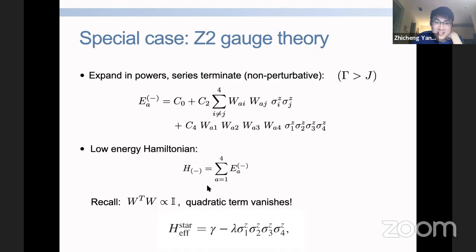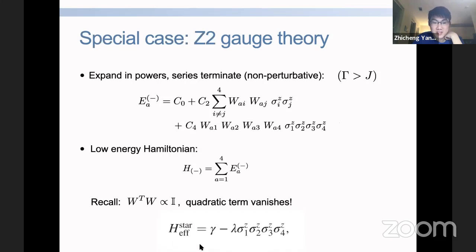Now, if you look at this effective Hamiltonian, when you sum over a, recall that the Hadamard matrix has this property: W transpose W is proportional to identity. And if you look at this part, when you further sum over a, the quadratic term is nothing but W transpose W, and this is proportional to delta_ij. So you see that the quadratic term, which tends to give you some sort of ferromagnetic or antiferromagnetic ordering, drops out precisely. So the only non-vanishing term here is the quartic term.